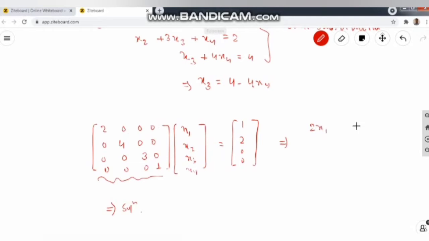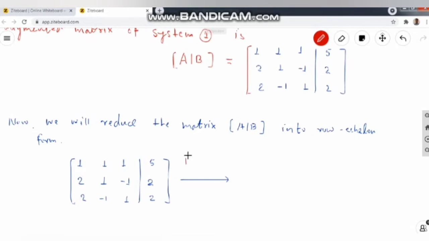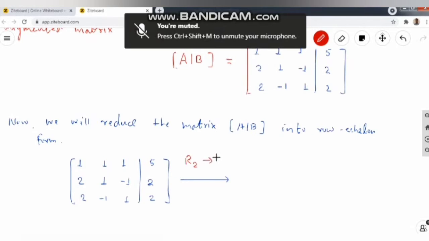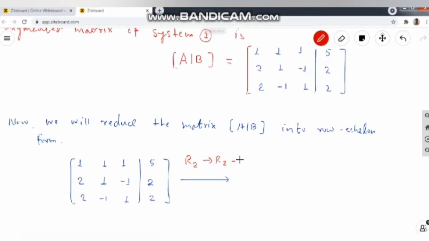2x1 is equal to just 1, because we need to apply R2 is replaced by R2 minus 2R1, and R3 is replaced by R3 minus 2R1. Then we will get an equivalent matrix here.